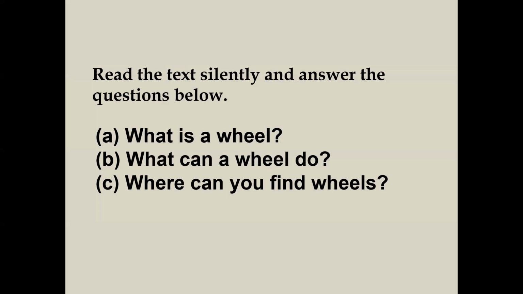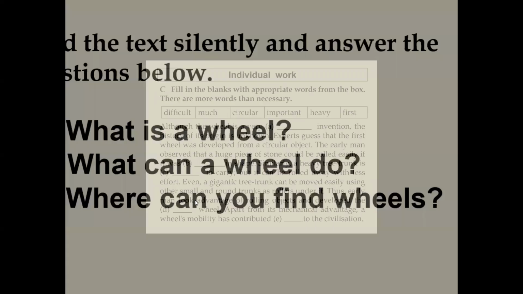Where can you find wheels? The answer will be we find wheels everywhere, mainly in our vehicles. From going one place to another, we use wheels. We also see wheels in our other objects like fans, propellers, turbines, farm equipments, and also factories. After reading the text, again, you will answer these 3 questions.